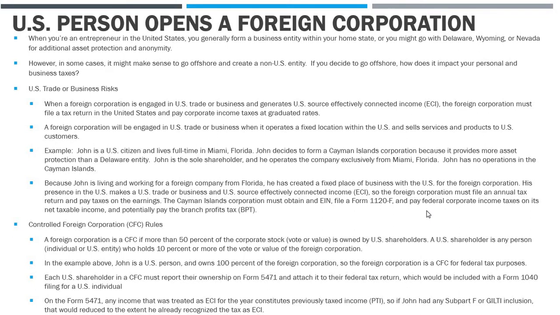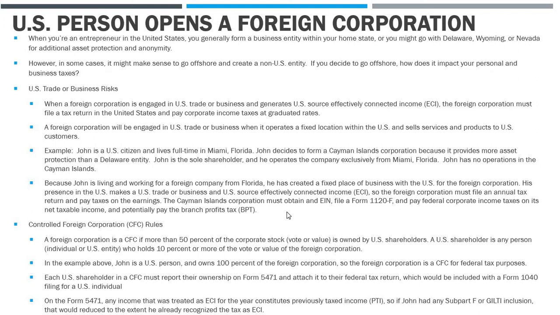The other nuance with a foreign corporate entity is the branch profits tax, or BPT. So branch profits tax is an additional tax on what is considered a deemed dividend distribution. So with foreign corporations, anytime they have what's calculated as a reduction in net equity, or net U.S. equity, there's BPT that potentially applies. Okay, so that's the other thing to keep in mind here. So that covers that section on the U.S. trade or business risks and the 1120-F filings for the Cayman Islands entity itself.